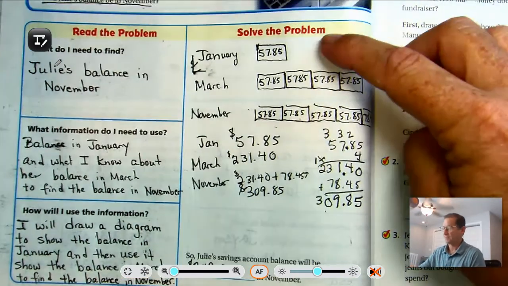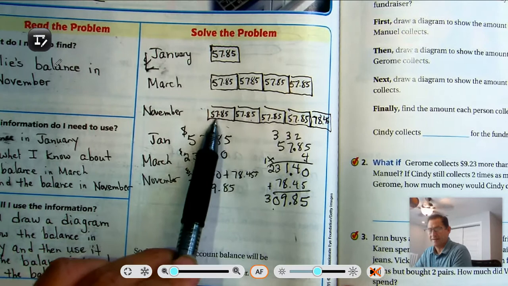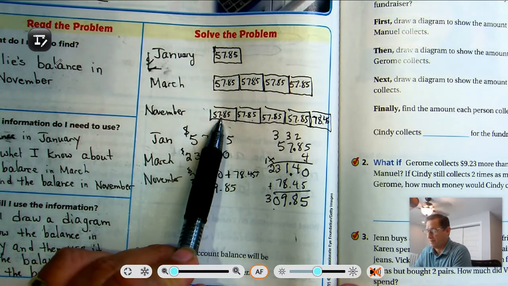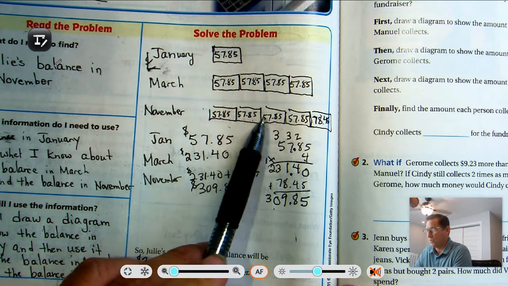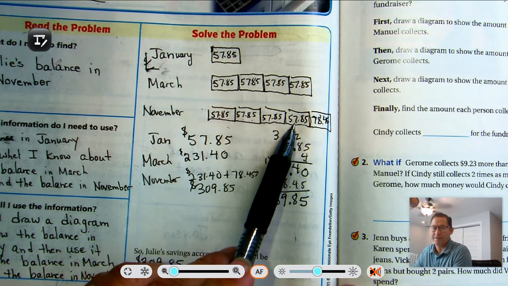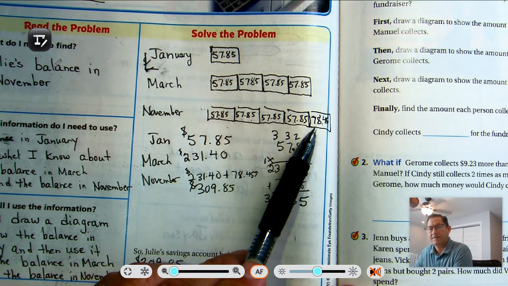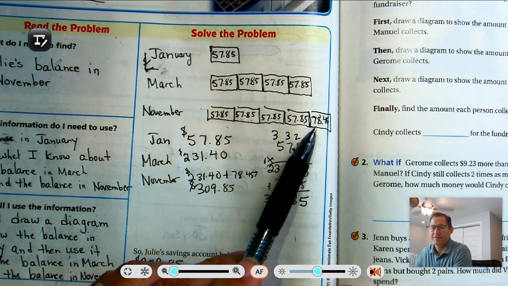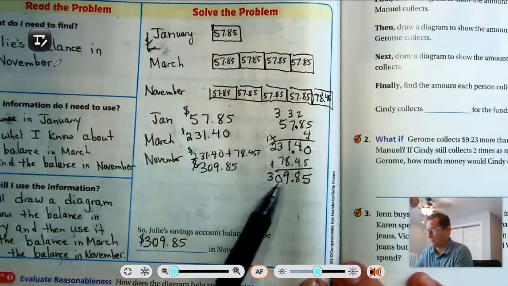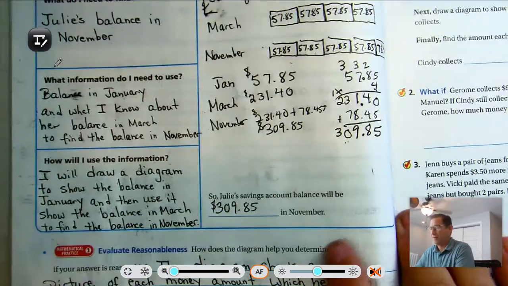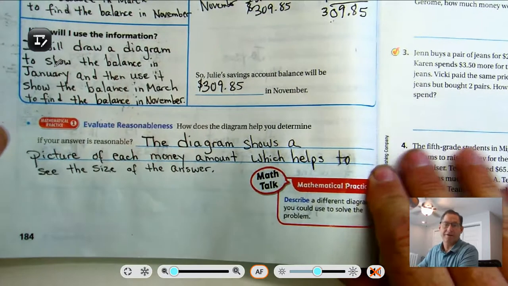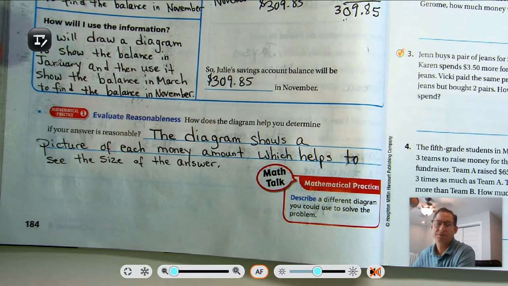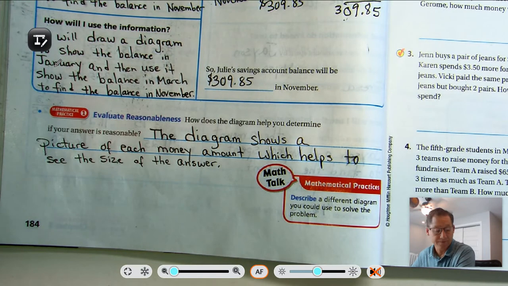So when I looked at these images, I could see again, let's just round that to 60, right? 60, 120, 180, 240, and then we have 80 here roughly, so 320. So 320 is close to 309. So again, the diagram shows a picture of each money amount, which helps to see the size of the answer.